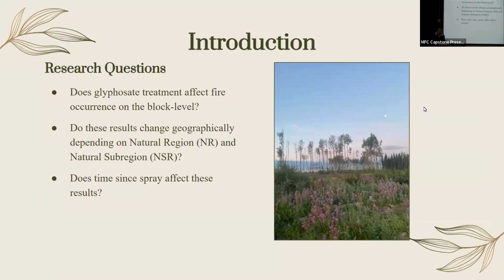So with that being said, my research questions are, does glyphosate treatment affect fire occurrence on the block level? Does this result change geographically depending on natural region and natural subregion? And does time since spray affect these results?